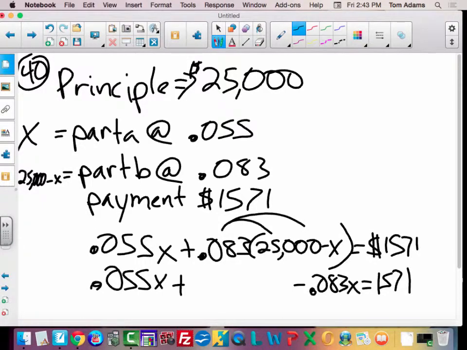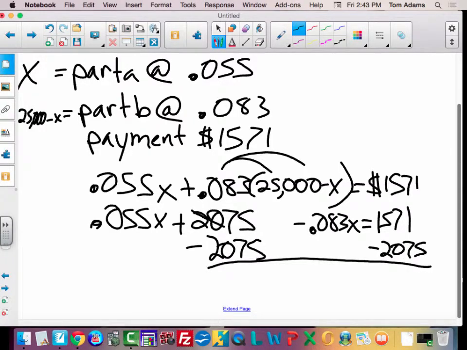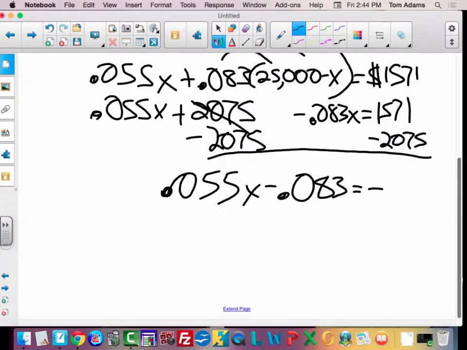So what's 25,000 times 0.083? 2,075. 2,075 minus this stuff. Well, let's get rid of the constants. Subtract 2,075 from both sides. That's making negative 500. You're going to have a negative on this side. So what do we have here, John? Negative 504.327.